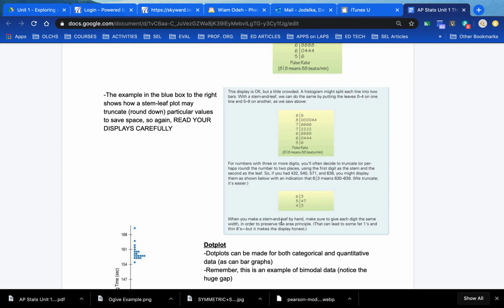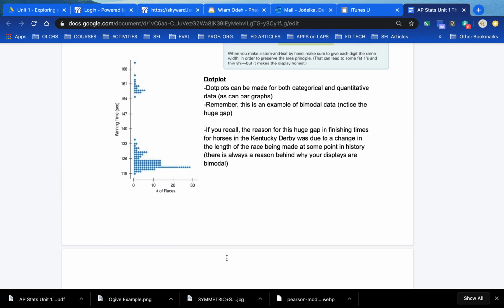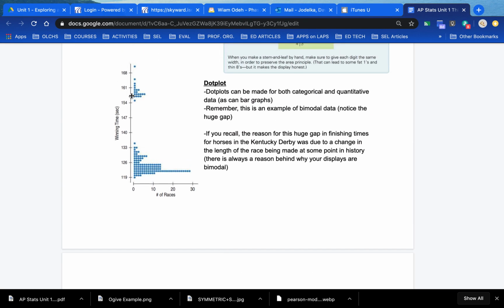we're going to look at a dot plot. Remember, dot plots are basically kind of like a bar graph, to be honest with you. But instead of just drawing a bar up to a certain height, you draw a number of dots to represent the frequency. So these are winning times in the Kentucky Derby. And if there were two horses that won with a time of 133 seconds, that's why you see two dots.